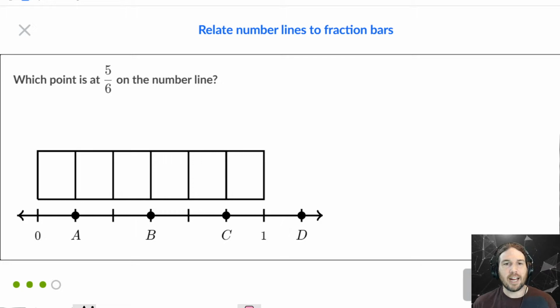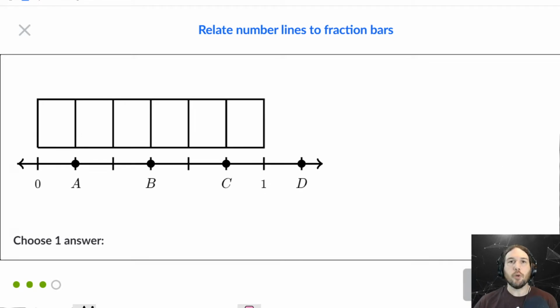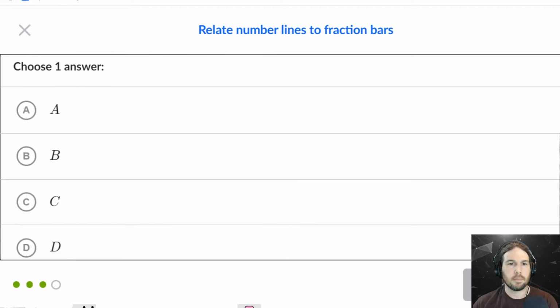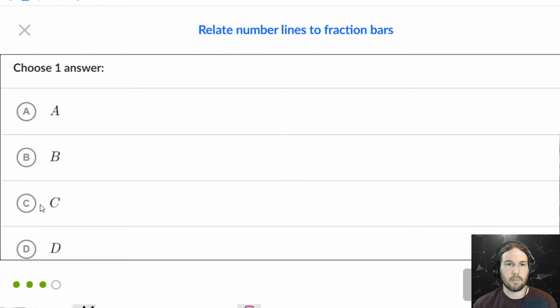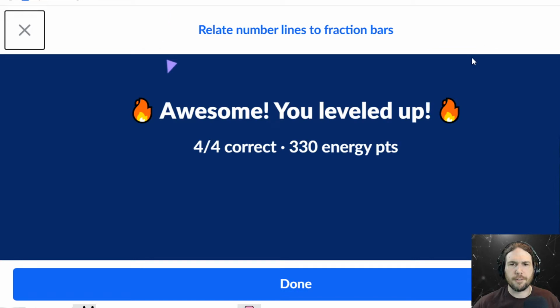What point is 5/6? Well, that's going to be C. And again, I knew that 5/6 was going to be C because I know that 5/6 is going to be one less space than 1 whole, which is 6/6. So I didn't have to count from the beginning. I knew that this is 6/6. So C is going to be 5/6. And that is that. So far, so good.